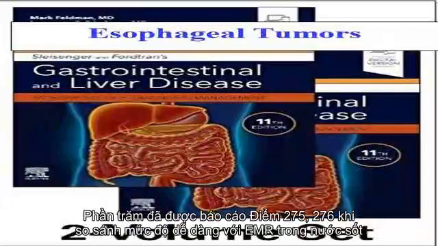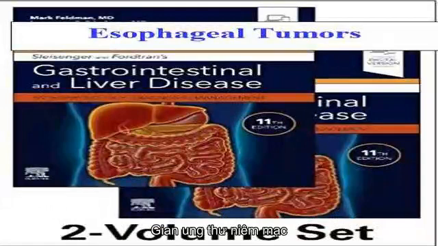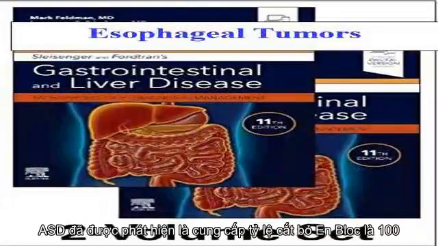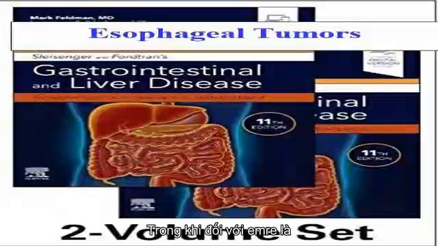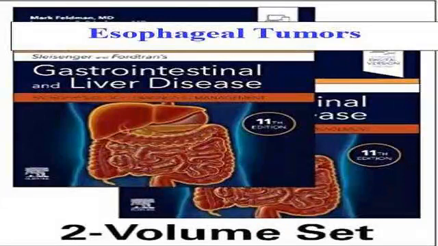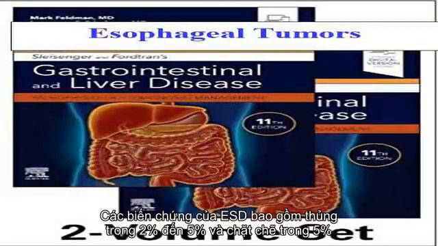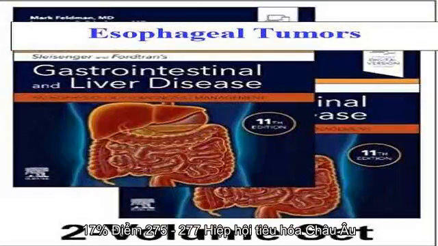When comparing ESD to EMR in esophageal mucosal cancers 20 mm or less, ESD has been found to provide an en-bloc resection rate of 100%, whereas for EMR it was 87% with the cap-assisted technique and 71% with the two-channel technique. The curative resection rate for ESD was 97%, significantly higher than either EMR technique, 71% for cap and 46% for two-channel. Complications of ESD include perforation in 2% to 5% and stricture in 5% to 17%.